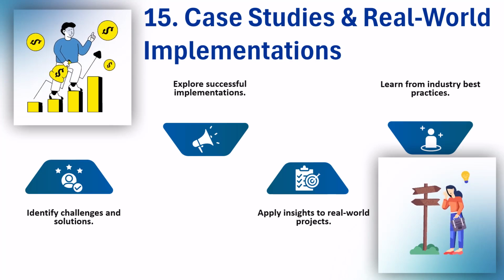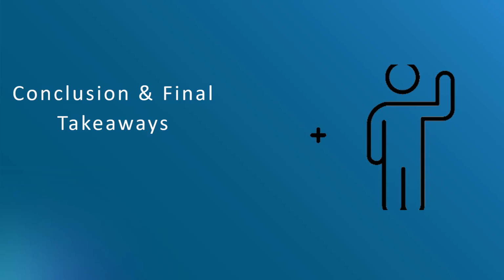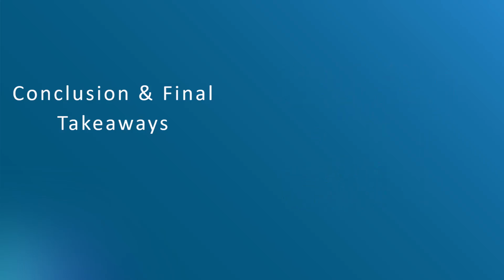They give you a glimpse of what works before you commit. Learning from real-world implementations helps you avoid pitfalls and apply proven strategies to your own projects. We've covered everything from automation to real-world strategies, and now it's time to take action. Optimizing processes isn't just about saving time. It's about working smarter. Go forth and conquer inefficiencies.